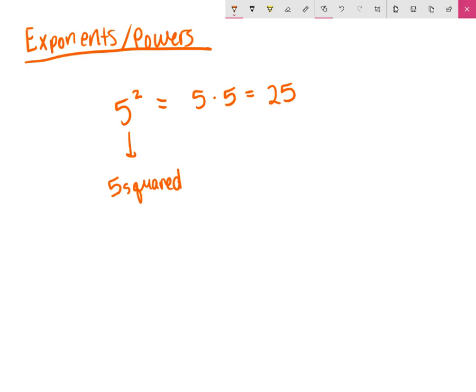Now, a lot of people get confused and they think that it's 5 times 2. That is totally different because 5 times 2 is 10. 5 squared is not that. It's not the same as that. As we see up here, 5 squared is 5 times 5, not 5 times 2. So let's do another one.